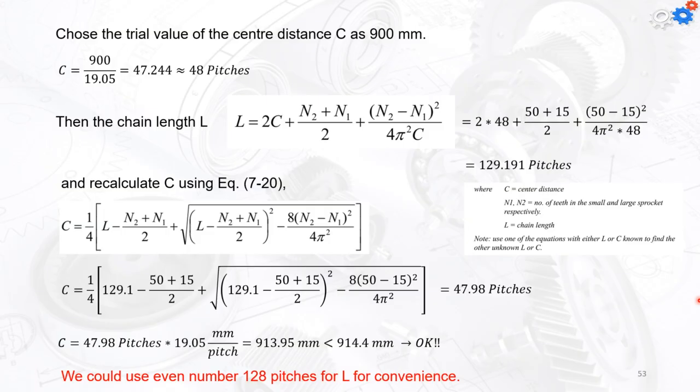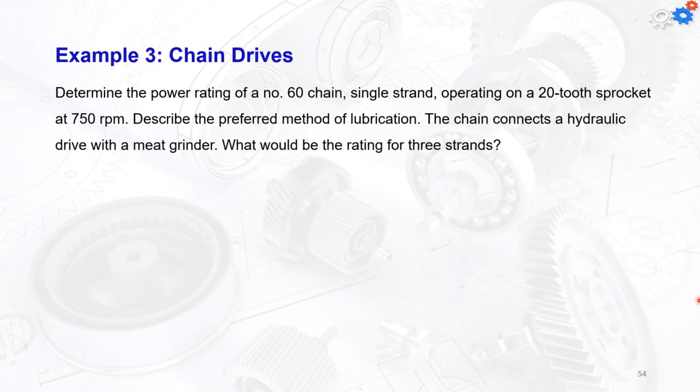Now, the other example we're going to have here is going to be the chain drive. Just remember something. I'm going to cover the 2 and 3 in the class before the other one. So we need to find the power rating of the number 60 chain, single strand, operating at 22 sprocket at 750 RPM. We need to describe the preferred method of the lubrication. The chain connects a hydraulic drive with a meat grinder.